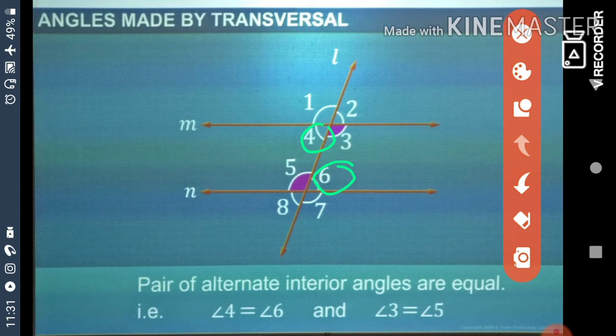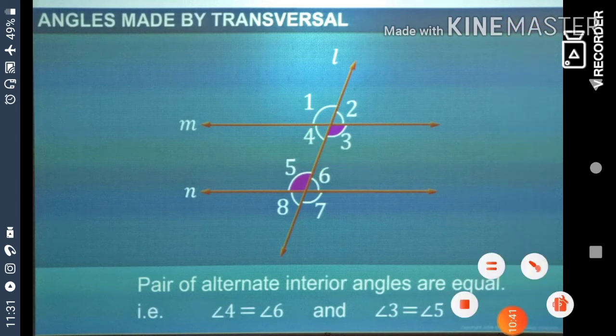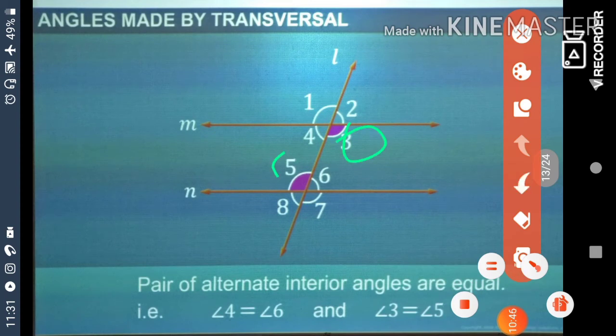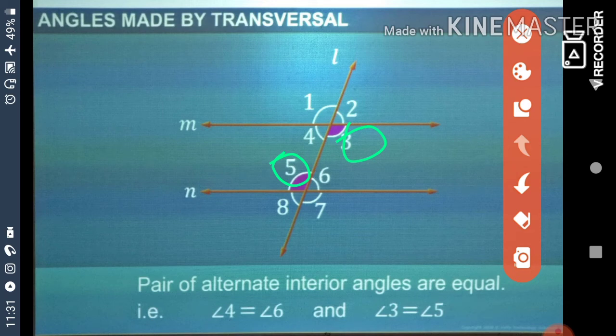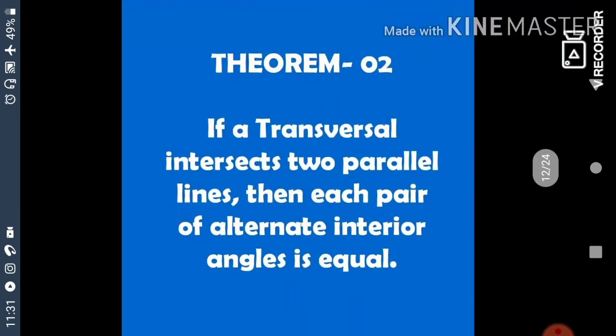In the same way, 3 and 5 are also a pair of alternate interior angles. Now these angles will be equal. Why? Because we are doing a case in which M and N are parallel, cut by a transversal L. In that case, the pairs of alternate interior angles will be equal. Okay, this is said by our theorem 2.